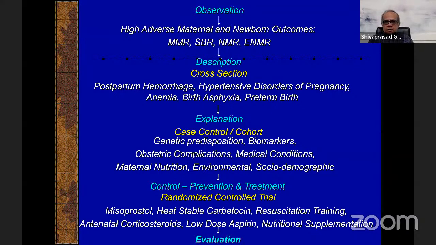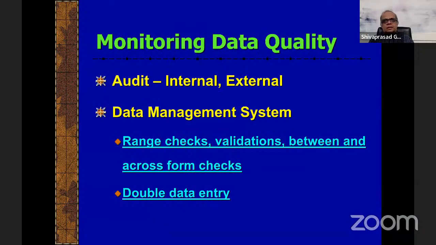Now, once the grant proposal is in place, as I said, you need mechanisms for monitoring the data quality. You need an internal audit system done by the investigator team itself, and you also need an external monitoring system by an independent agency to ensure that the data being collected and reported is accurate, valid, and reliable. And you try to build a data management system for your research to ensure that accuracy.